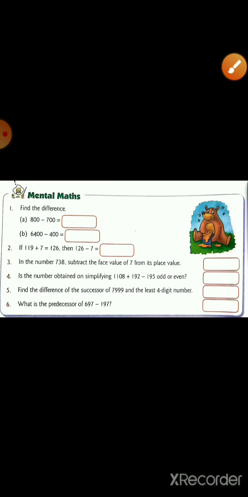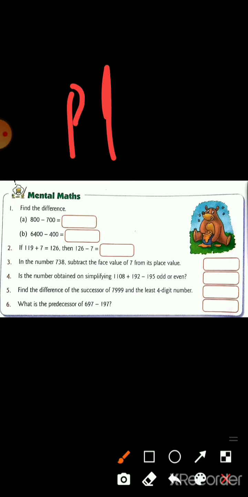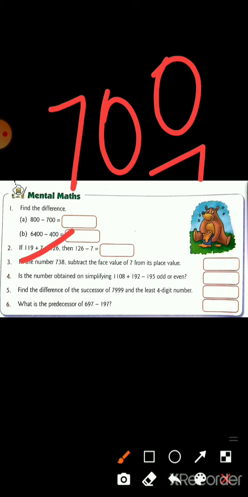So the place value of 7 is 700, because it is in the hundreds place and 7 is the digit, that's why it is 700. So what do you have to subtract? The face value of 7, that is the number itself, so it is 7, from its place value. Its place value is 700 minus 7. So the difference is how much?